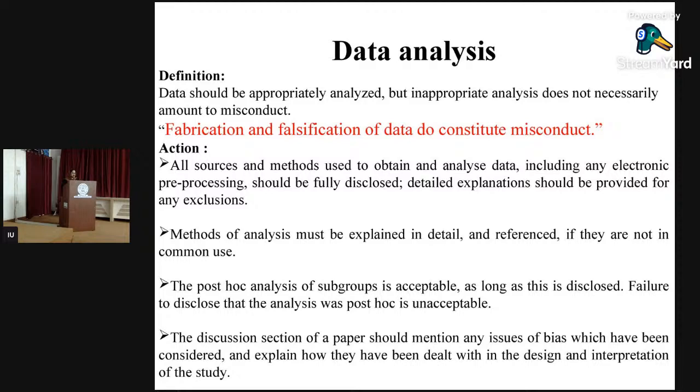Discussion section of a paper should mention any issues or bias. What is the general organization of a research paper? You must have read some research papers. So how is it organized? You have an abstract. Abstract is a summary of the problem, methodology, execution, data, analysis, and the outcome. Right. Then you have introduction. Then materials and methods, results, and the discussion.